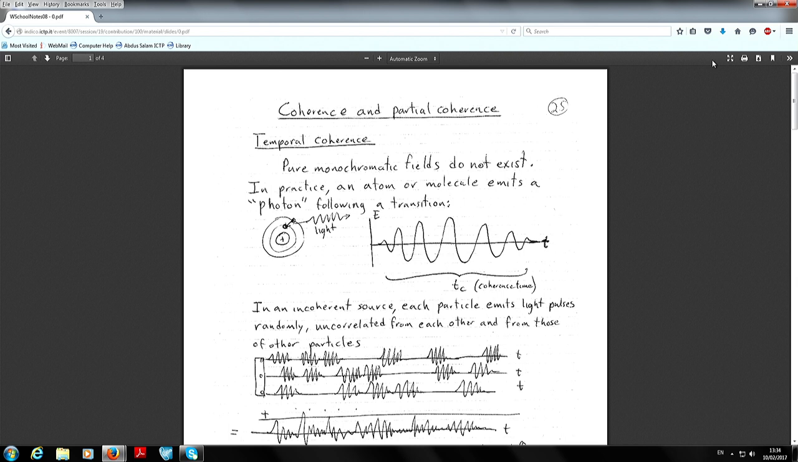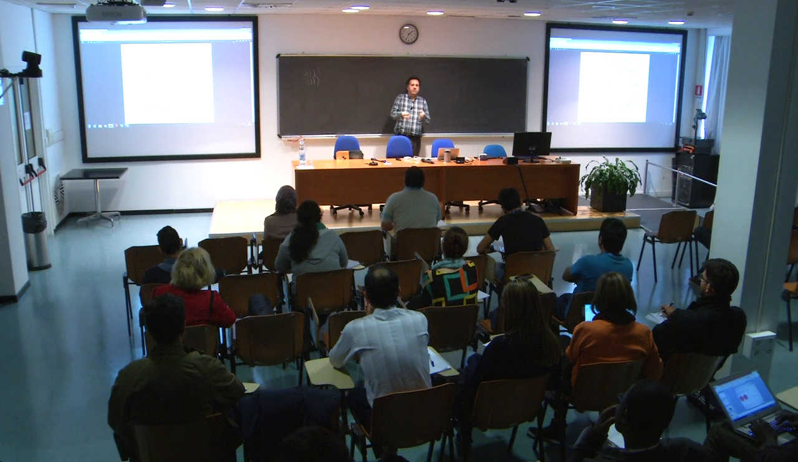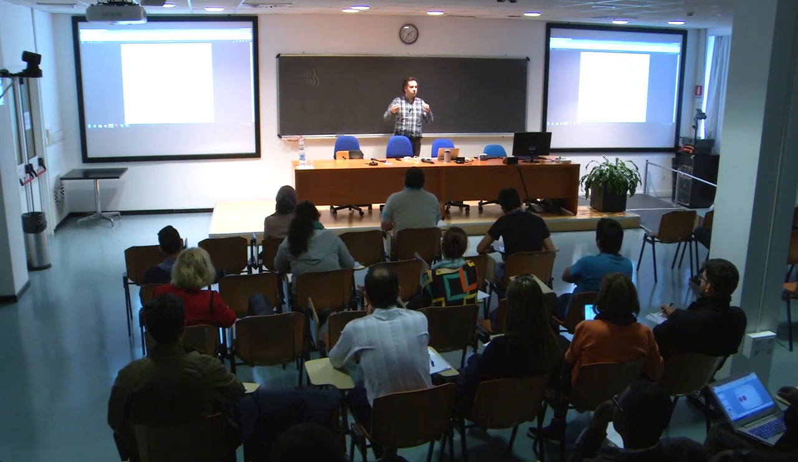There's an expression in English that says, beauty is in the eye of the beholder. That is, beauty is in your eyes, not in the thing that you're looking at. Coherence is also like that. Coherence is in the eye of the beholder. Depending on what your integration time is or what type of detector you have, something can be coherent or incoherent or something in between. It's not something intrinsic of the field. It's some combination of the field and how you measure it.